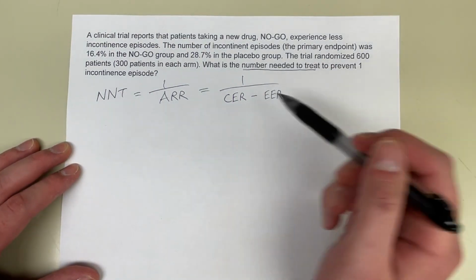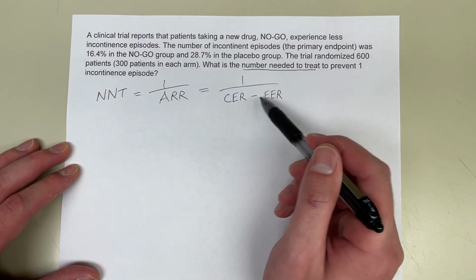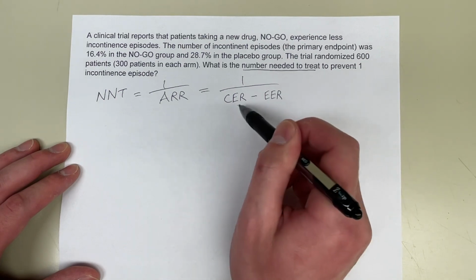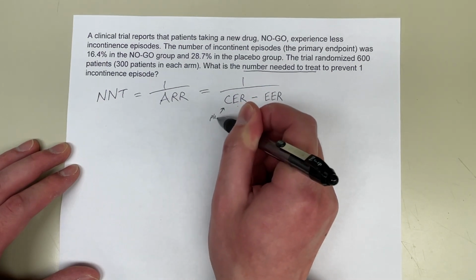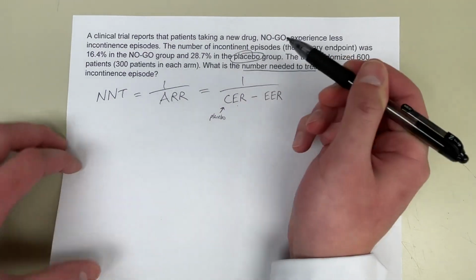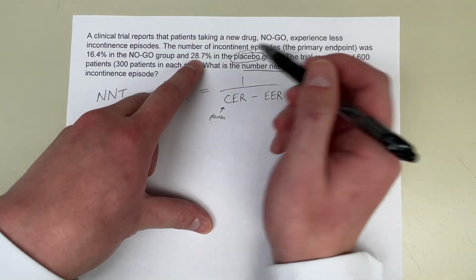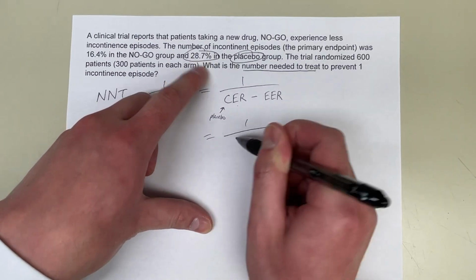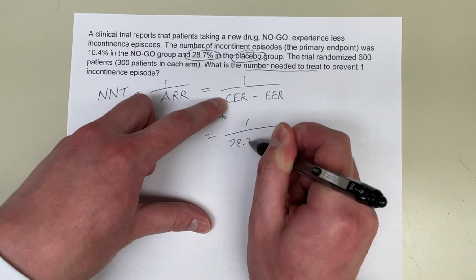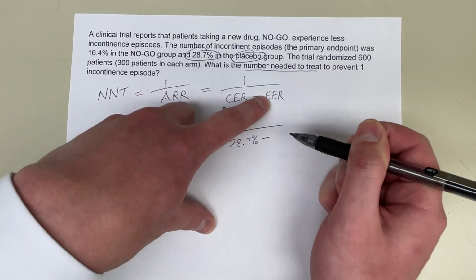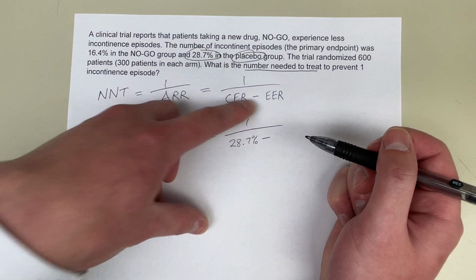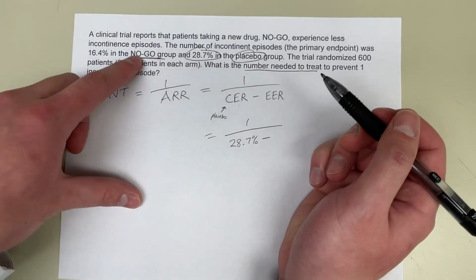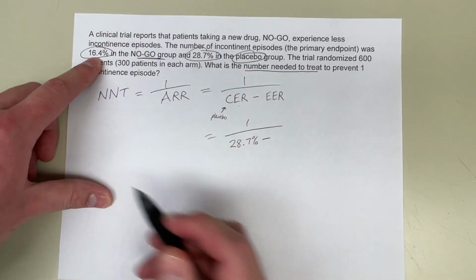So this question is really easy because they already define what the experimental and the control event rates are. So the control event rate, which is also the placebo, right here in the question, that event rate was 28.7%. So control event rate, 28.7%, minus the experimental event rate. So our experimental is the no-go group, and that event rate for the experimental group is 16.4%.